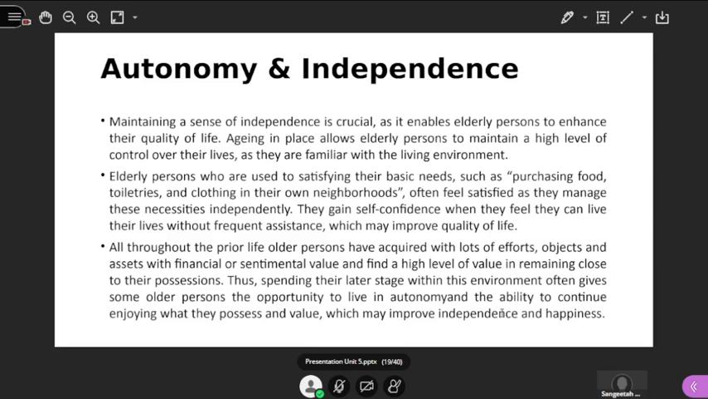Throughout their prior life, older persons have acquired, with lots of effort, objects and assets with financial and sentimental value, and find a high level of value in remaining close to their possessions. Thus, spending the later stage in this environment often gives some older persons the opportunity to live in autonomy and the ability to continue enjoying what they possess and value, which may improve independence and happiness.